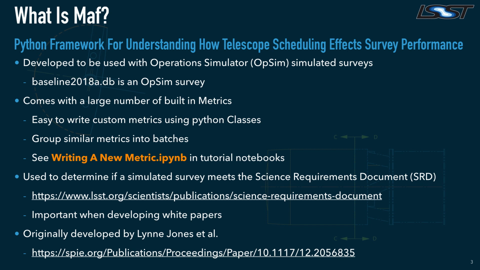So the very first thing that we would like to get out of the way: some people might be very familiar with MAF already, but we might as well start at the top. So MAF stands for Metric Analysis Framework. I should have defined that at the very beginning, but it's this Python framework for understanding how telescope scheduling affects survey performance.